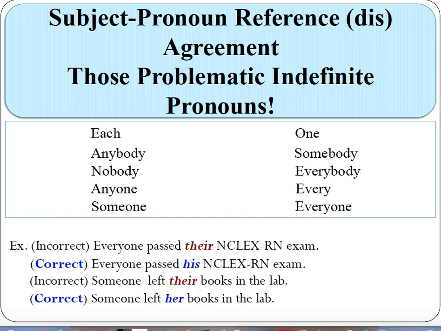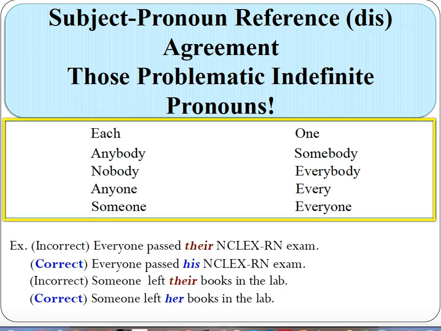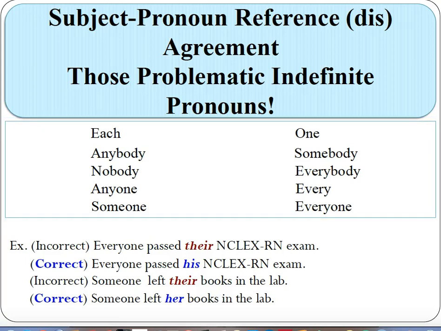Using pronouns that are indefinite can also create problems in writing. For example, each, anybody, nobody, anyone, someone, one, somebody, everybody, every, and everyone are singular pronouns. When used as the subject of a sentence, they must take a singular pronoun reference.